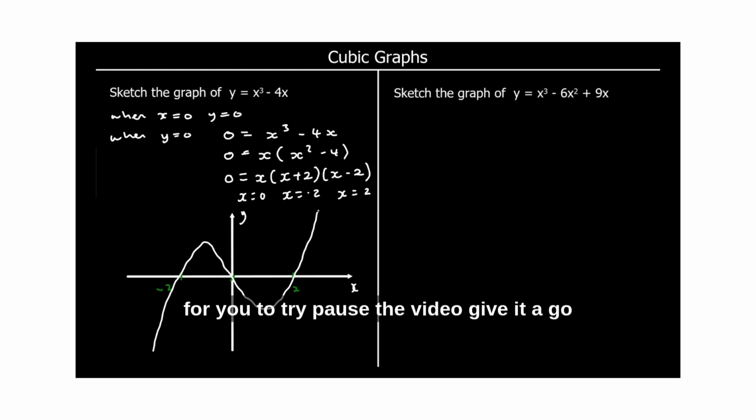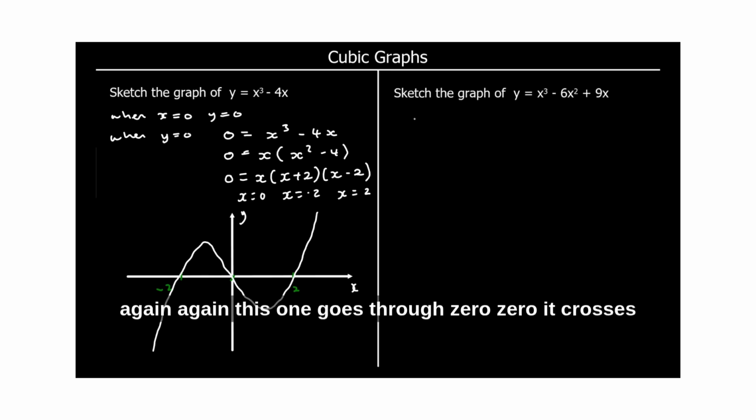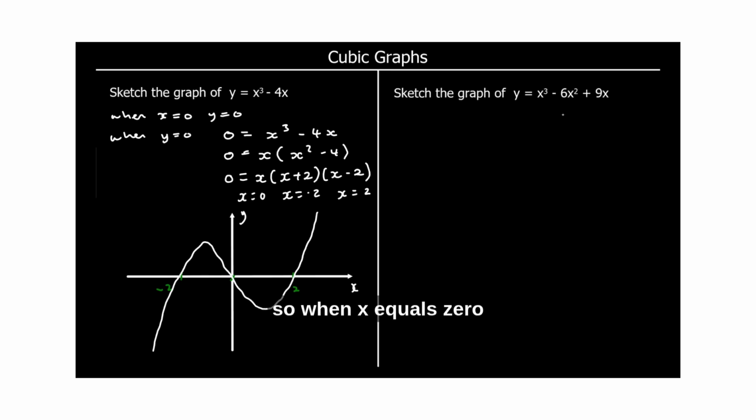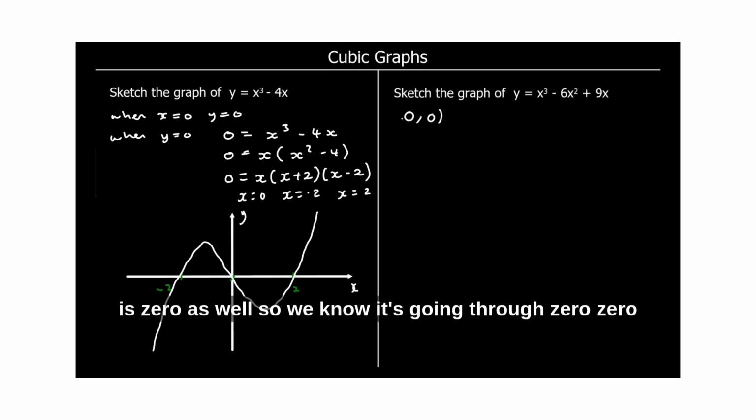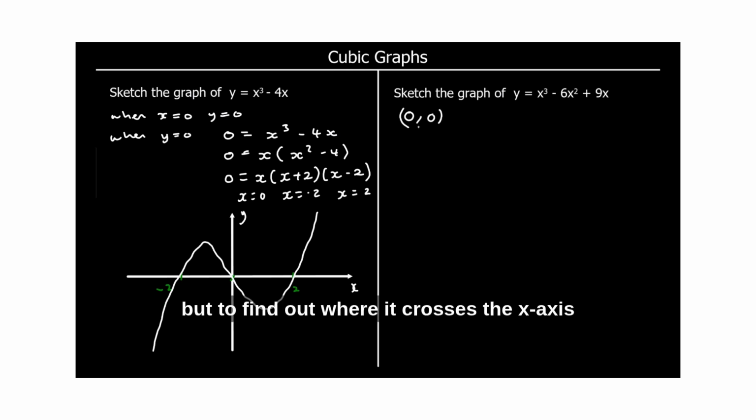One for you to try. Pause the video, give it a go. So again, this one goes through 0, 0. It crosses, so when x equals 0, y is 0 as well. So we know it's going through 0, 0. But to find out where it crosses the x-axis, that's when y is 0, we need to factorize.